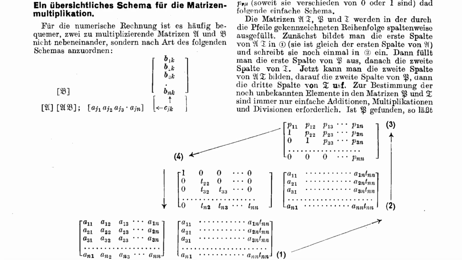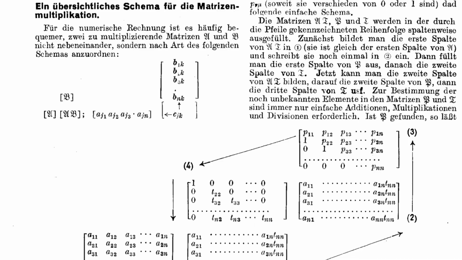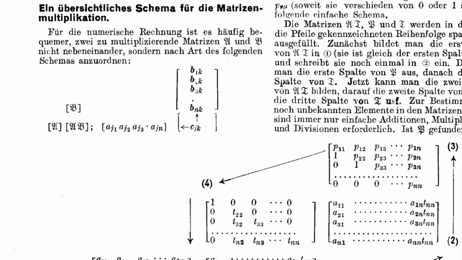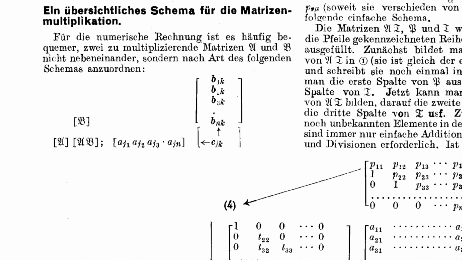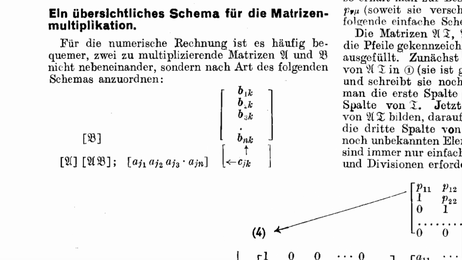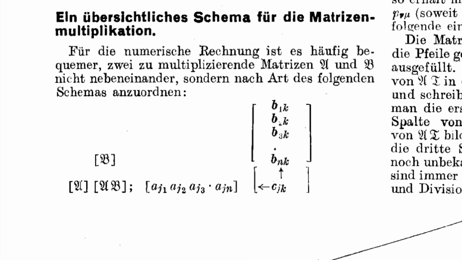It is based on a paper published by Falk in 1951 in the German journal Zeitschrift für angewandte Mathematik und Mechanik entitled A Clearly Laid Out Scheme for Matrix Multiplication. That's my rough English translation of his title.